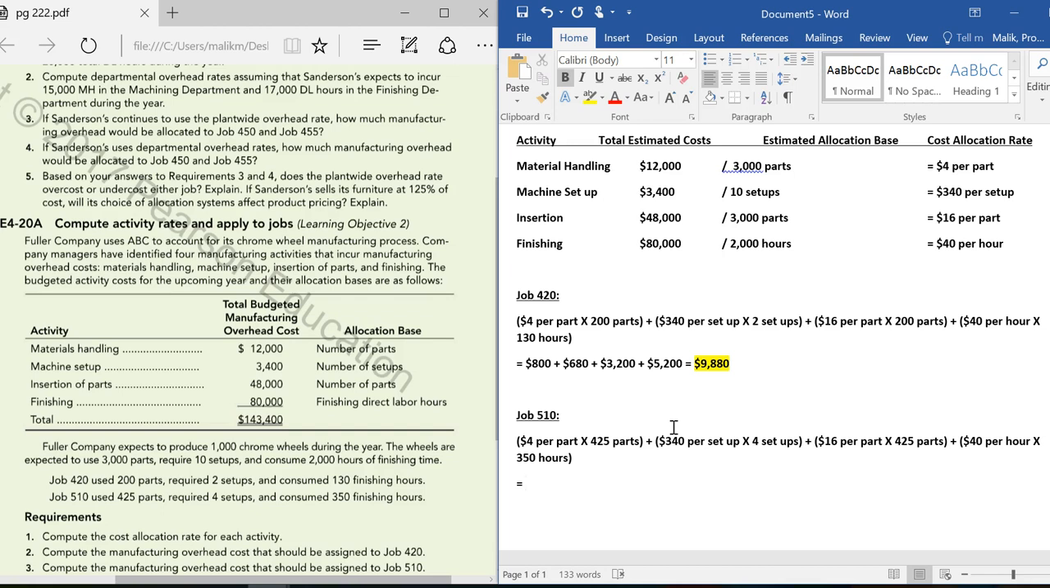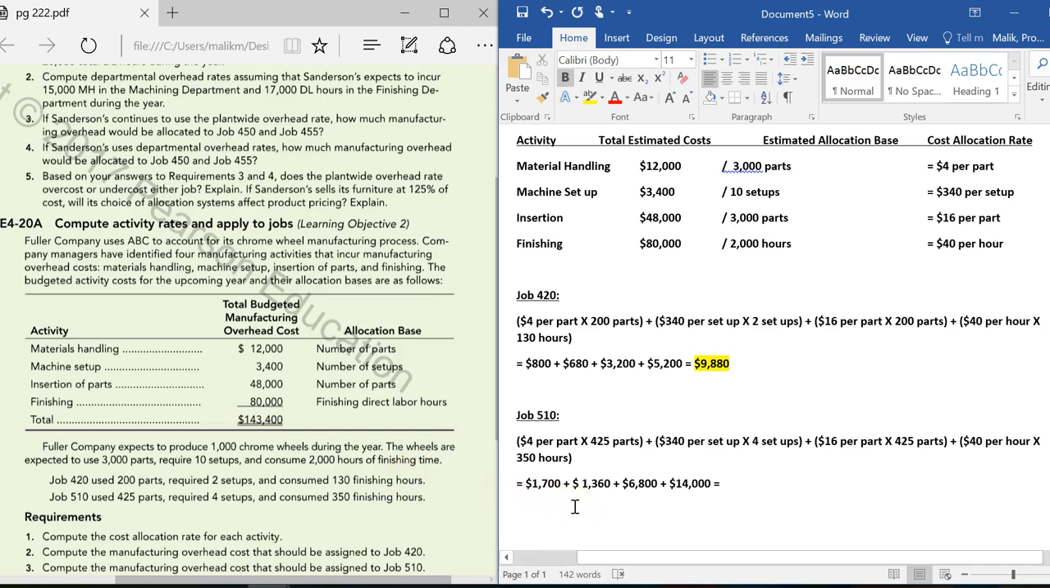$4 times 425 parts. I got $1,700 for our material handling costs, and for our second cost, machine setup costs, 4 times 340, I got $1,360. And then if you calculate this, $16 times 425, I got 6,800. Now our final task, this is $40 times 350 hours, and I got here $14,000.